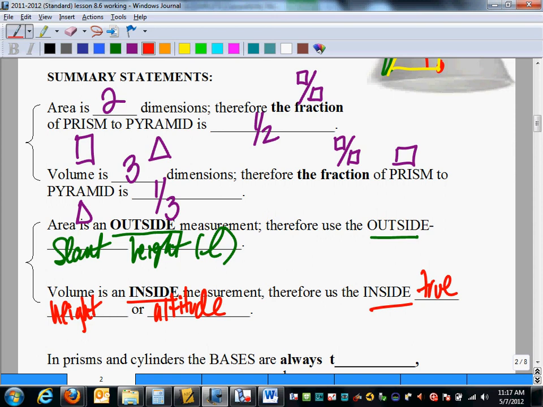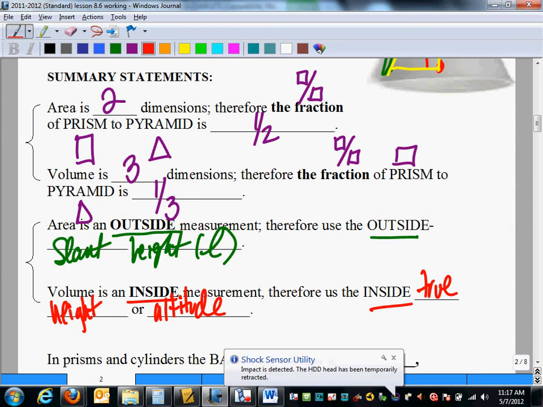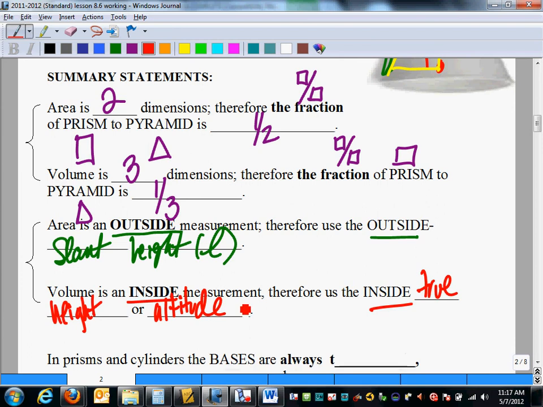Area is 2 dimensions. Therefore, the fraction of a prism to a pyramid is 1/2. Yeah, you're doing that with me. Ready? Just like so. Don't worry about memorizing it, just deal with it, okay? Say it with me. Area is 2 dimensions. Therefore, the fraction of a prism to a pyramid is 1/2. Volume is 3 dimensions. Therefore, the fraction from a prism to a pyramid is 1/3.